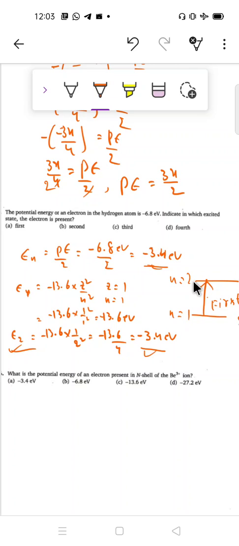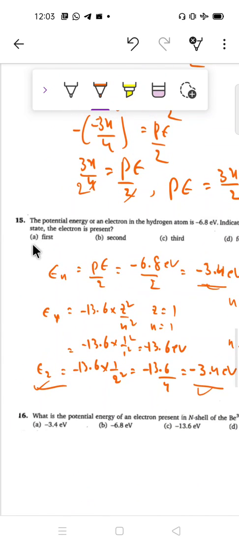So we can say the electron is present in the second level, that is also known as the first excited state energy. This is known as the first excited state. Second level is the first excited state. Then the next, third level, is the second excited state. Like that you can understand it.